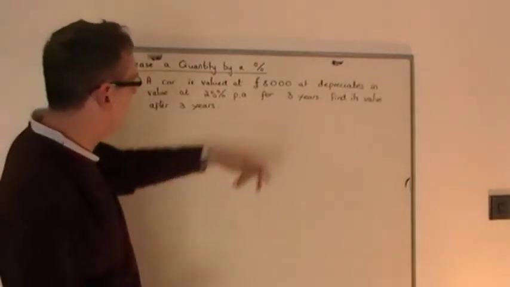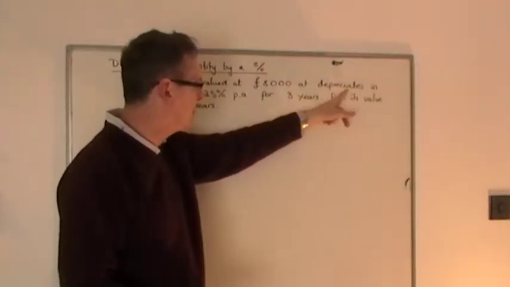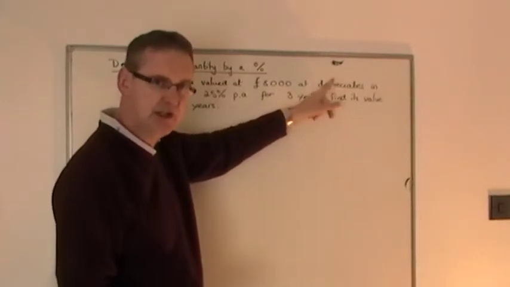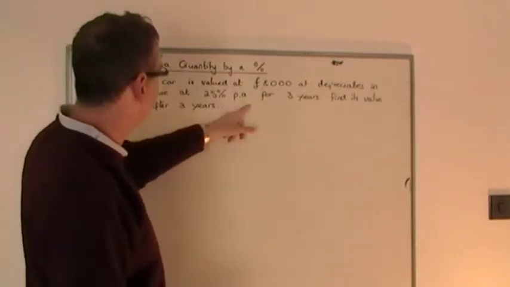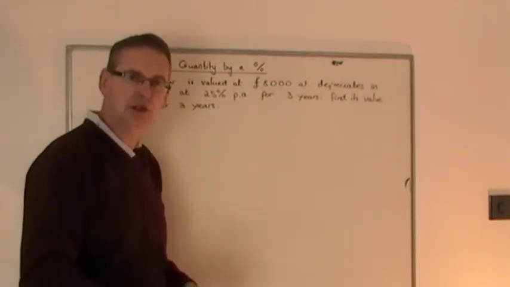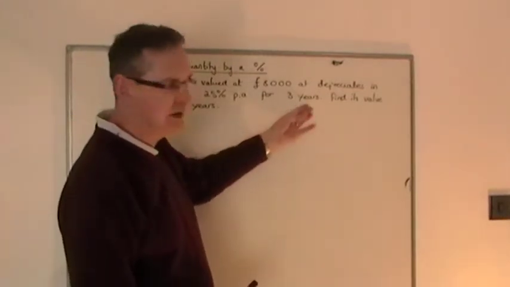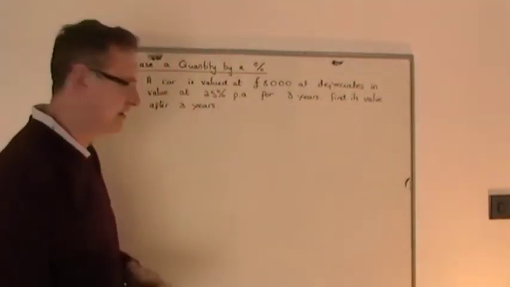The car is valued at £8,000 and depreciates. Depreciates, if you don't know, means it gets less in value, at 25% per annum. So every single year that goes by, it loses 25% of its current value. And this we're going to look at for 3 years. We need to find the value of the car after the 3 years.